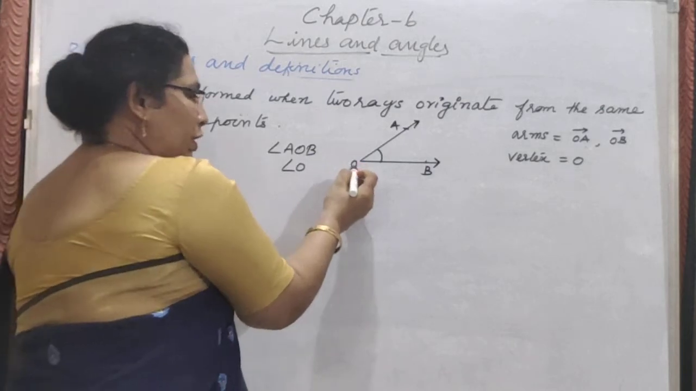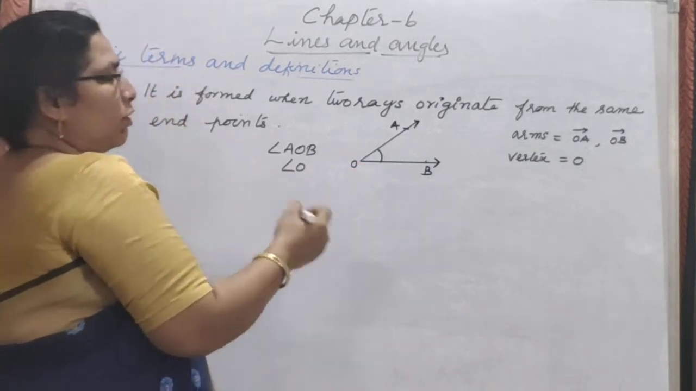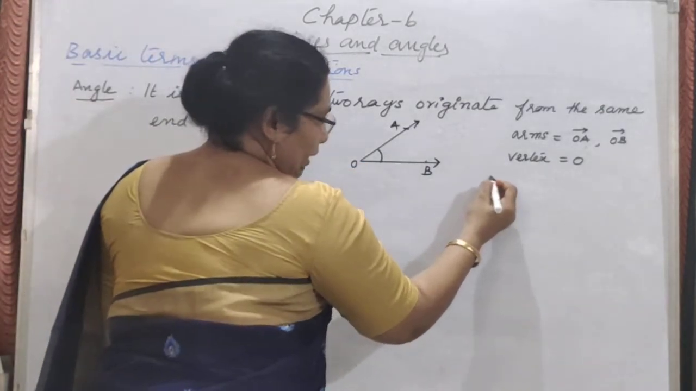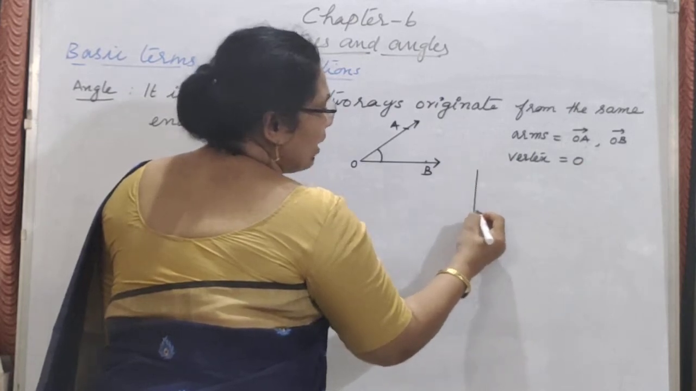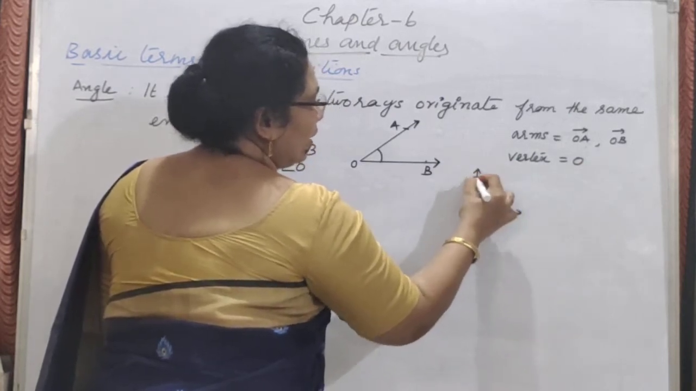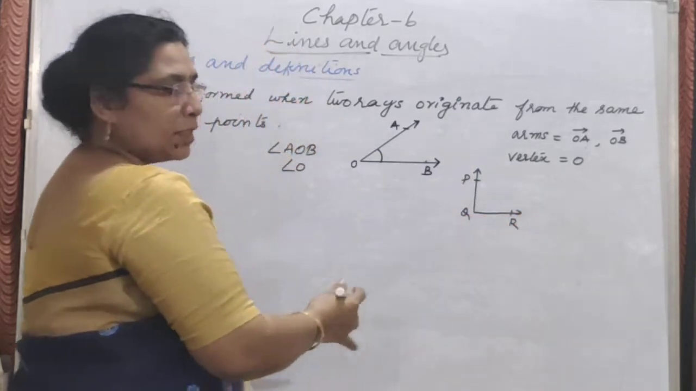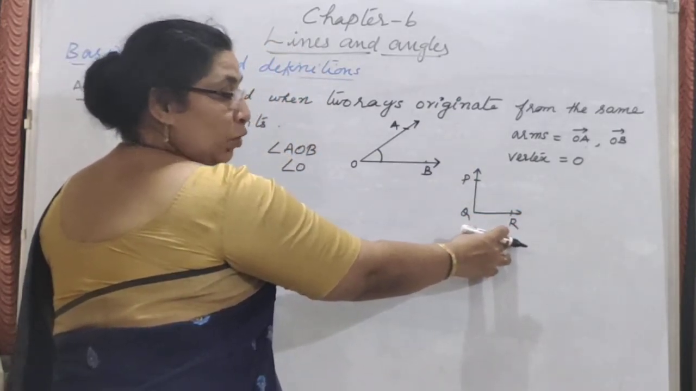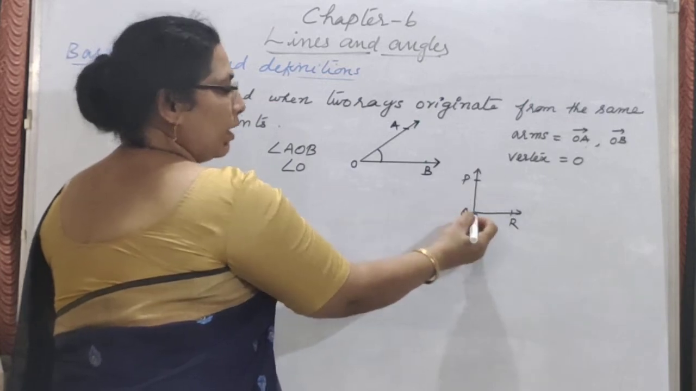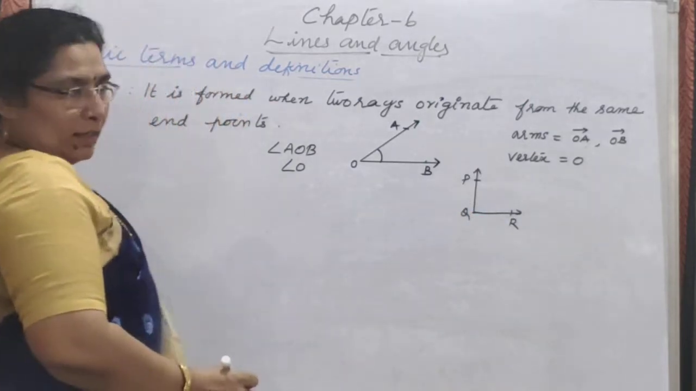So this point is called a vertex. If I am taking any other angle, suppose I am taking the angle like this, and here I am writing P, Q, R. So which are the arms here? Ray QR and ray QP are the arms, and Q is the vertex.